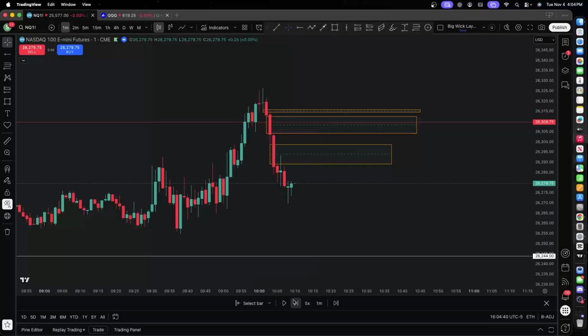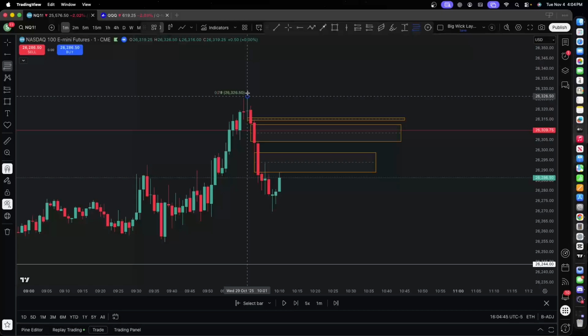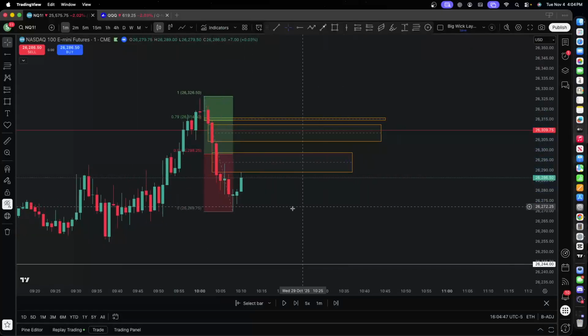Let me hit another candle. I just want to make sure. Okay, yeah. Should be the low. Ignore that. I just want to make sure I had the low.